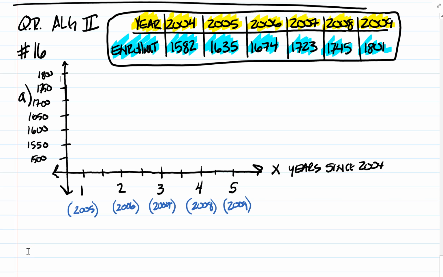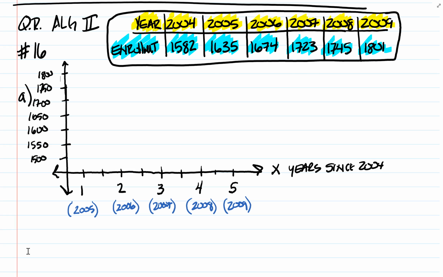So for number 16, they give us data for years and enrollment at Westside High School during the years of 2004 through 2009. And part A says make a scatter plot of the data and draw a trend line. Let X be the number of years since 2004.